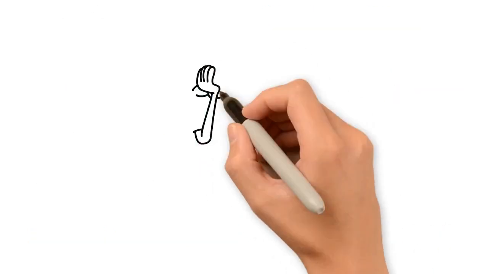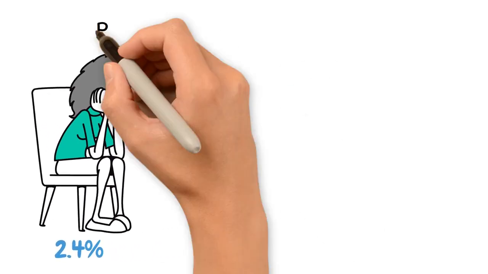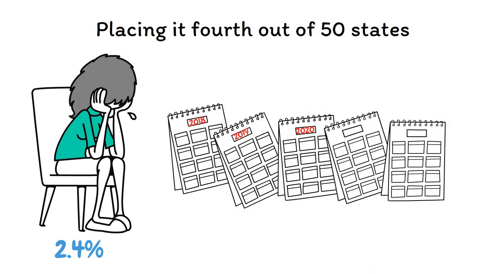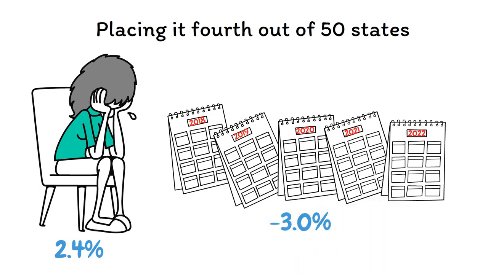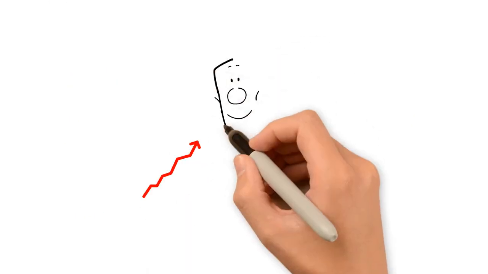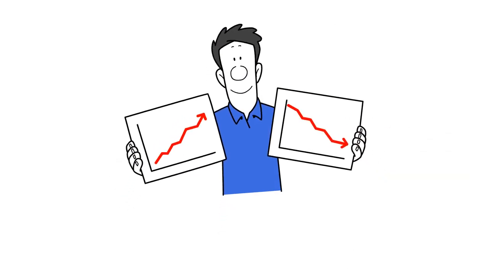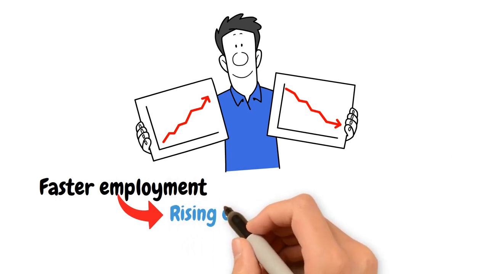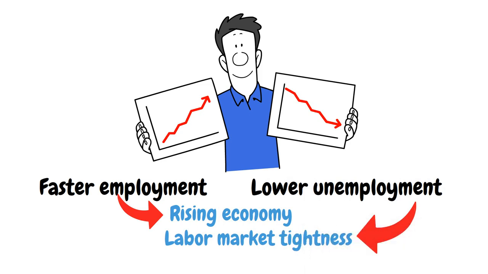In 2022, New Hampshire's unemployment rate will be 2.4%, placing it fourth out of 50 states. Over the 5 years to 2022, New Hampshire's unemployment rate has trended downward at a rate of -3.0%, lagging behind the U.S. economy as a whole. In addition to the overall strength of an economy, employment trends indicate the degree of tightness or slack in labor markets. Faster employment growth often signals a healthy and rising economy, but lower unemployment typically suggests labor market tightness.